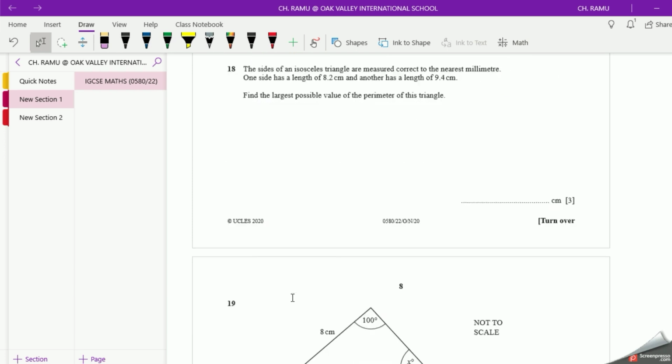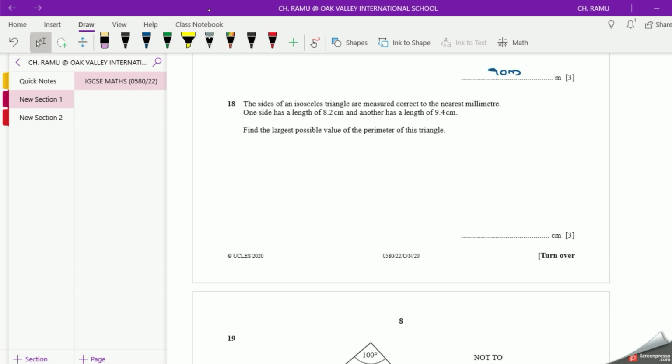Now see the question. The sides of an isosceles triangle are measured correct to the nearest millimeter. One side has a length 8.2, another side of length 9.4. Now find the largest value of the perimeter of the triangle. First of all, 8.2, what are the boundaries? 8.15, 8.25.